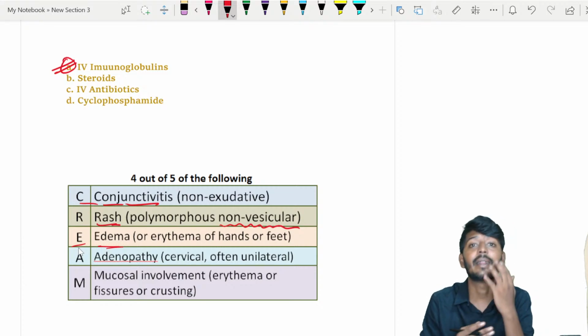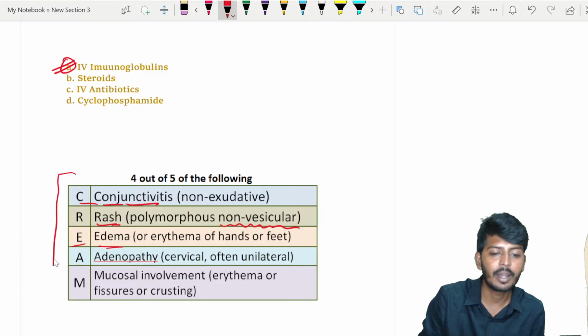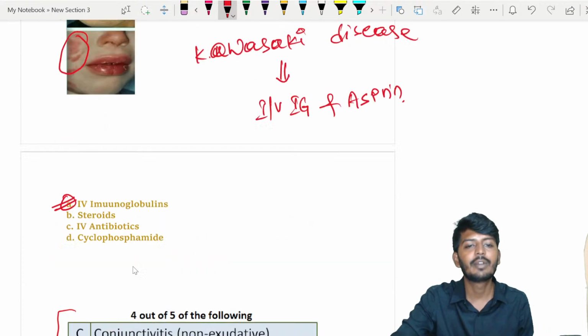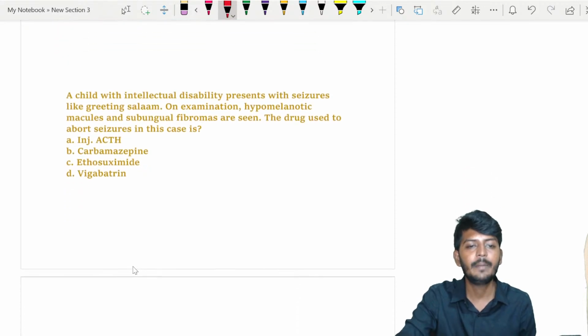Yes, the strawberry tongue. That means mucosa is getting involved. So CREAM is a mnemonic for remembering your, what is that? Kawasaki disease. Okay, let's go to the next one.